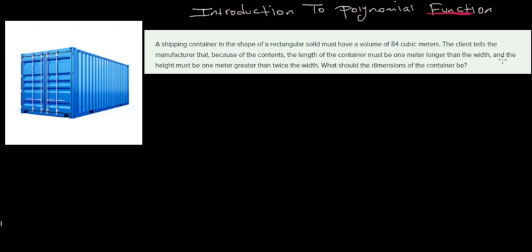Let it be a given fact. The client tells the manufacturer that because of the contents he is going to put in the container, the length of the container must be 1 meter longer than the width, and the height must be 1 meter greater than twice the width. What should the dimensions of the container be?